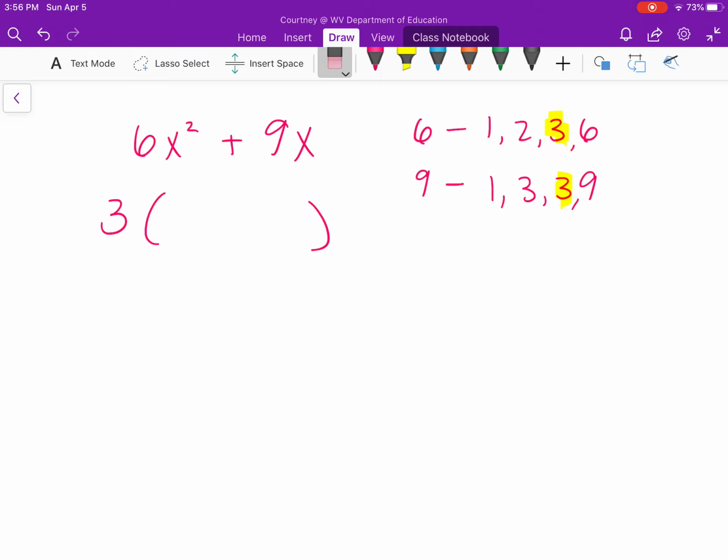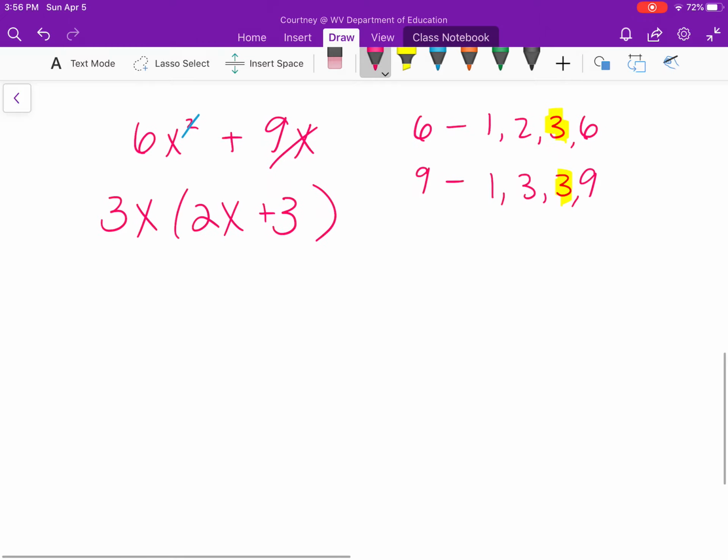What else do they have in common? They both have an x. So we're going to take 3 out and we're going to take x out. When we take a 3 out of a 6, 6 divided by 3 is 2. And we took one of these x's away, so now we only have 1 left. If we take 3 out of a 9, 9 divided by 3 is 3. And we took that x, so it's gone now. We have 3x times 2x plus 3.